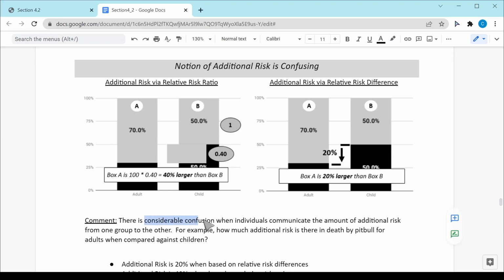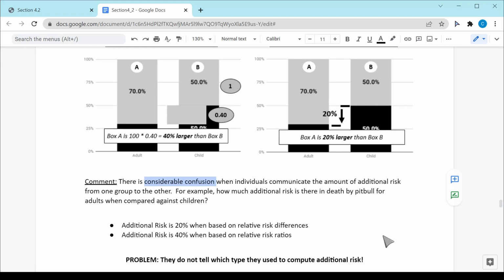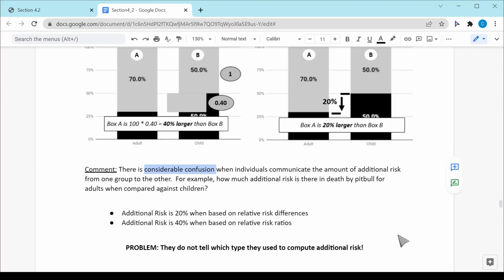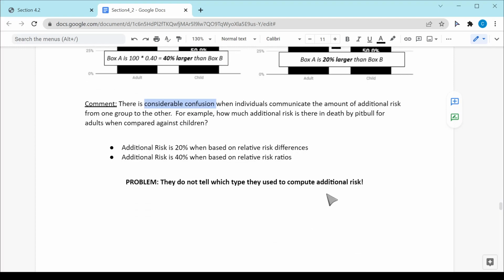So there is, to say the least, considerable confusion when people try to talk about the notion of additional risk. And in order to handle this in the real world, you need to ask them, are you talking about the difference in the risk? Or are you looking at the risk ratios and talking about the additional risk off of that ratio? Now, they just say something like it's 40% higher. They don't tell you which way they actually calculated that. So that's why this is so confusing. And to me, as a statistician who tries to help people communicate with data, this is very confusing.